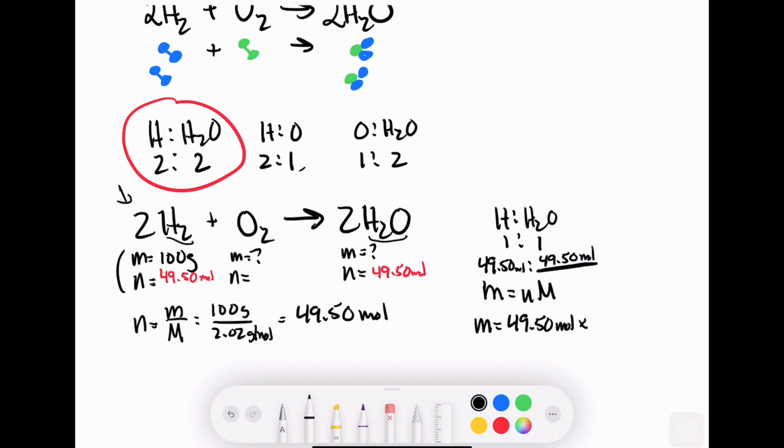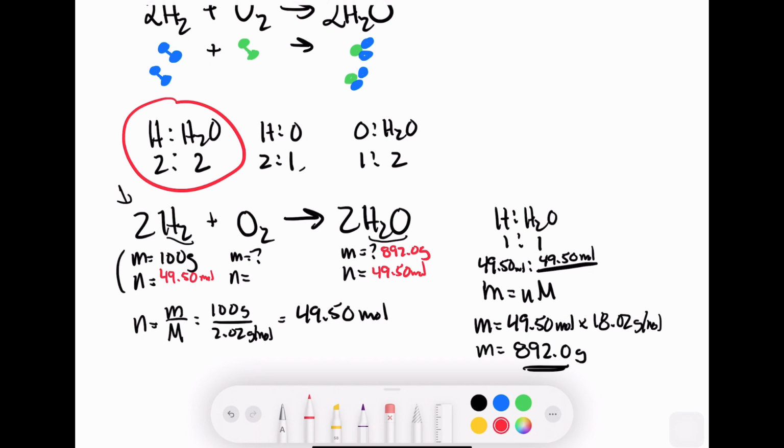I'm using just the molecule itself for this. And I get 18.02 grams per mole. Multiply those two things together, and I get 892 grams of water. So I've answered the first question here. Now you might be saying to yourself, whoa, how are we getting 892 grams out of this? We only started with 100 grams of hydrogen.